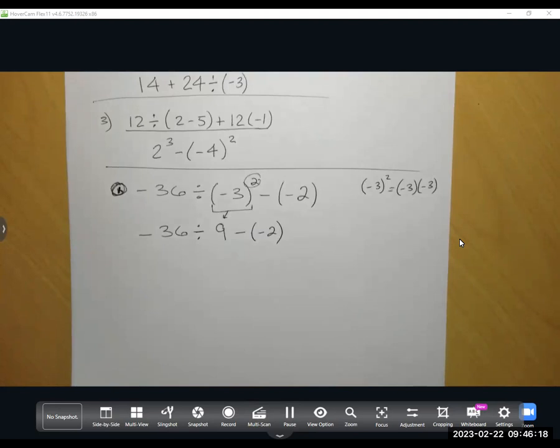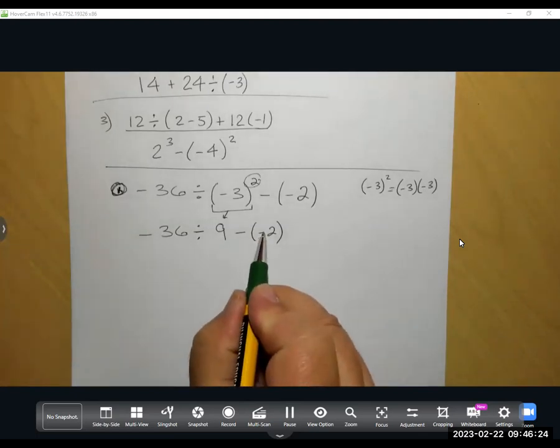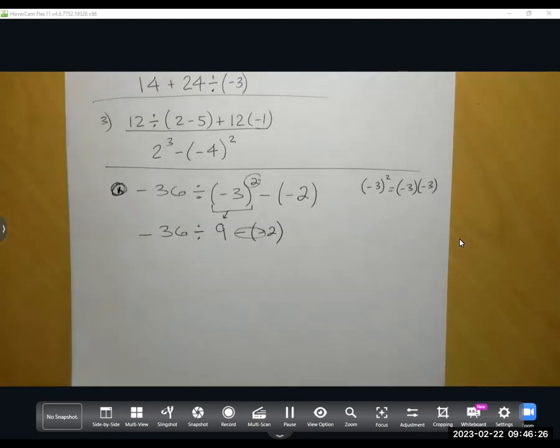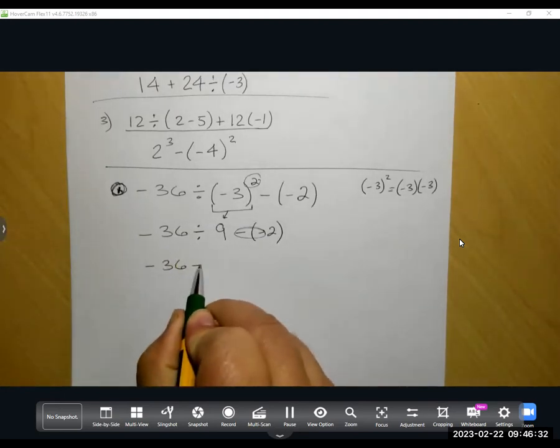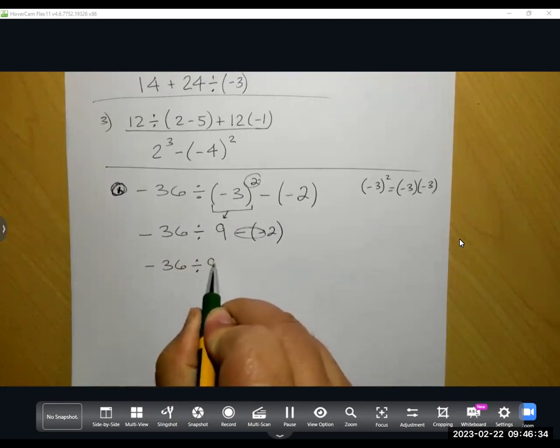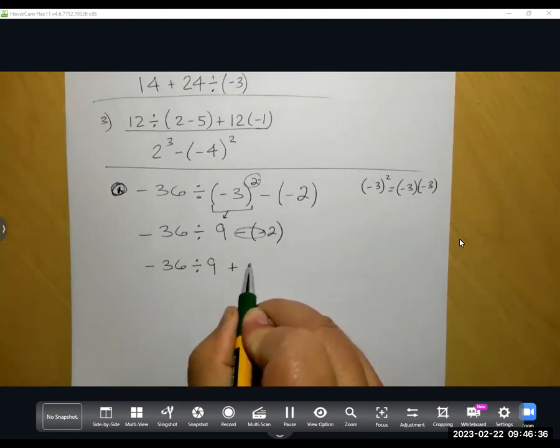What's next? Okay, we could fix this sign here. You have two signs next to each other, we can't have. So that becomes a what? Is a +2.